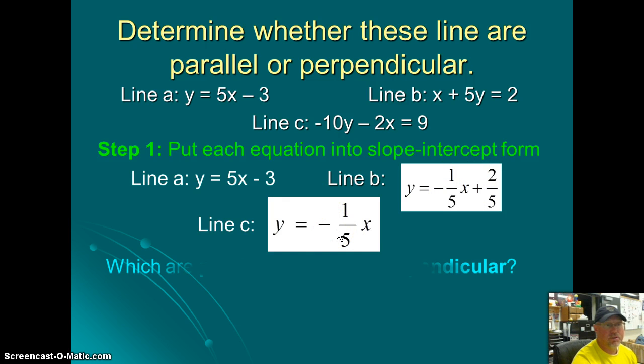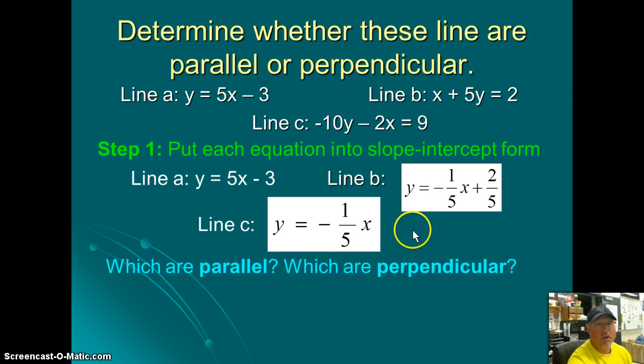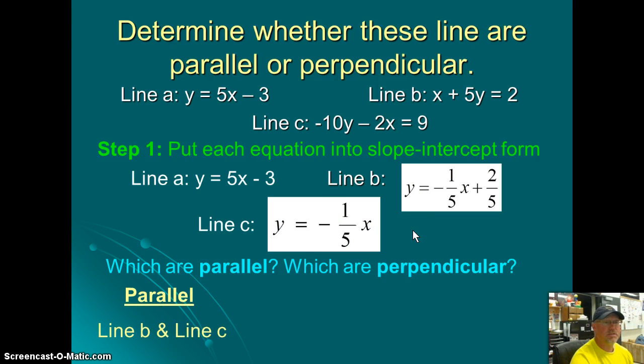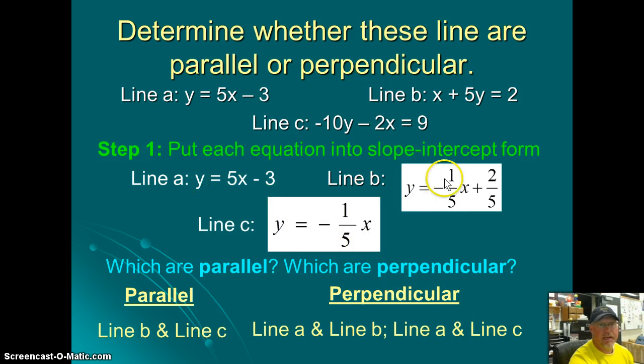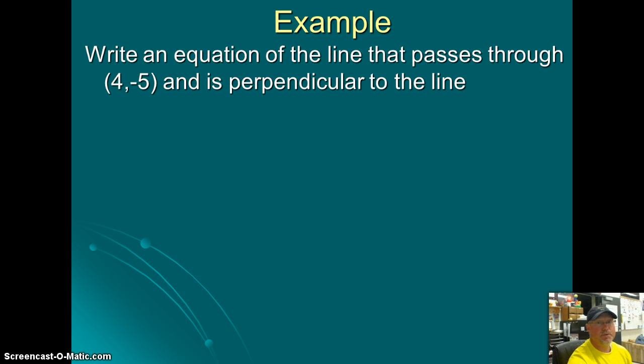So when we ask the question which are parallel, which are perpendicular, we come up with, in the parallel sense, line B and C are parallel because we have the same slope. For perpendicular, line A and B are perpendicular because they are negative reciprocals. And so are A and C. A and C have a negative reciprocal for the slope. So again, those are the key parts of what we're looking for in this section. We're not changing anything except changing them into slope-intercept form, but everything else we're working the same as what we've done in the past. So a couple examples.